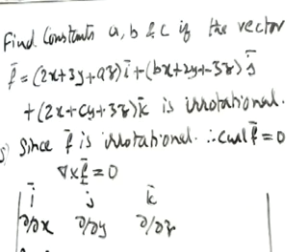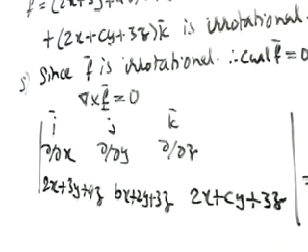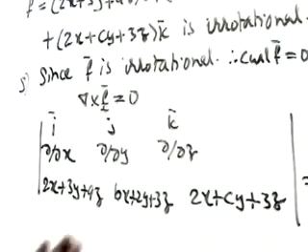Let's see here, next question. Find constants a, b, c if the vector is irrotational. If the given vector is irrotational, we already know that the curl f will be 0. So I wrote how to find the curl f: the determinant with i, j, k; dou by dou x, dou by dou y, dou by dou z; x, y, z components. Now let me expand this one.